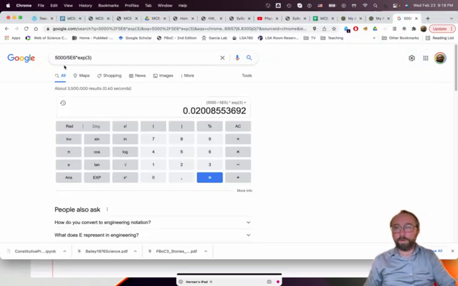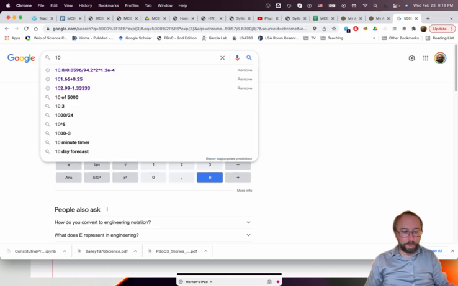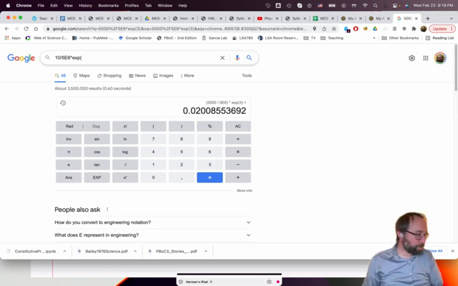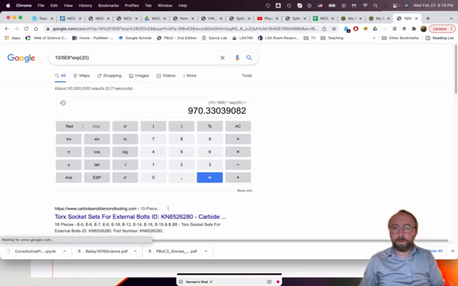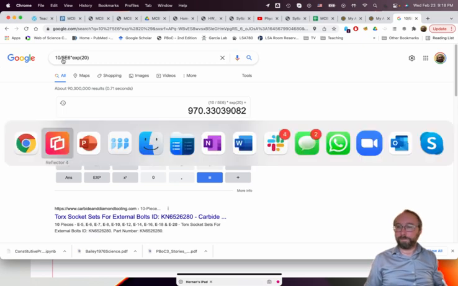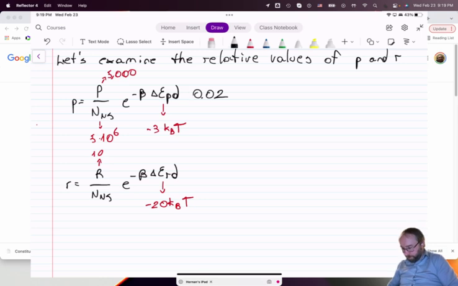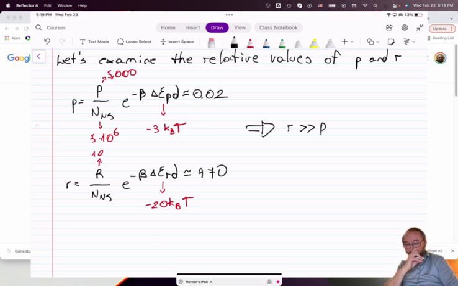Okay, now let's do the next one. I'm going to do 10 divided by 5 times 10 to the 6. So you would think this is going to be super small. But what happens with the exponential when you do e to the 20? You get 970. Okay, so whereas on the top this was 0.02, this is 970. What I'm telling you is that from this we learn that R is much larger than P. And also, check it out, that P is much smaller than 1. Okay, so these are the two things that we learn.